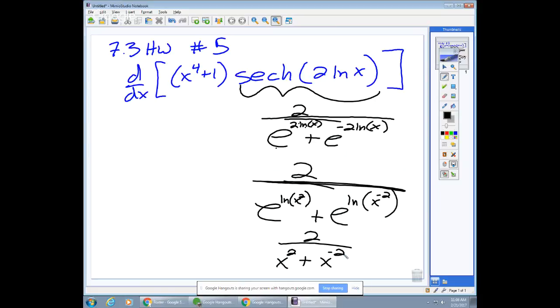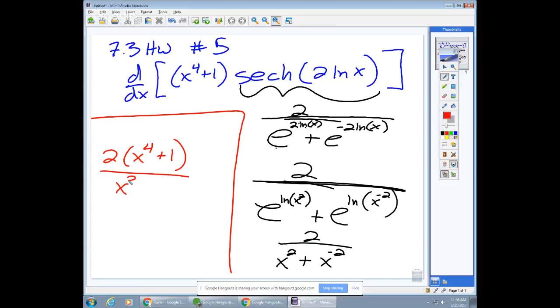So we're not even at a derivative yet. We're just cleaning up the thing we want to take the derivative of, which is always a good idea. So let's see. How am I going to do this? I'll just squeeze it over here. So now I have what? Twice x to the 4th plus 1 over x squared plus x to the negative 2. And I don't know, I'm thinking about multiplying top and bottom by x squared, maybe?